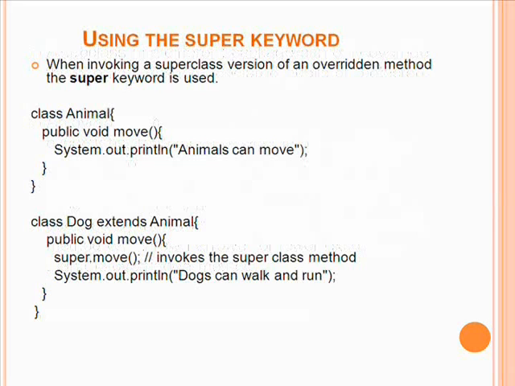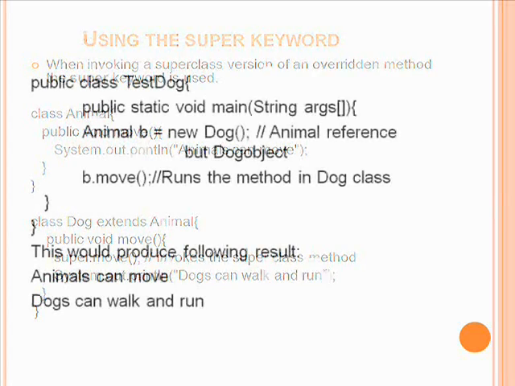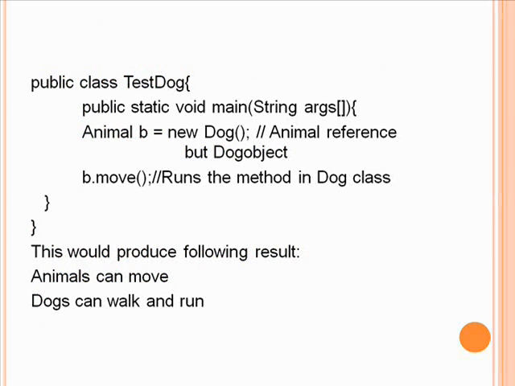Now let's see where the super keyword is used. When invoking a superclass version of an overridden method, the super keyword is used. In the following code, the dog class needs to invoke the animal class's move method. Since dog is an animal, we can use the super keyword to invoke it. In this code, it creates a dog object with an animal reference. Though it has an animal reference, it behaves as a dog object. Therefore, when we call the move method, it will invoke the method in the dog class and will produce the following output.